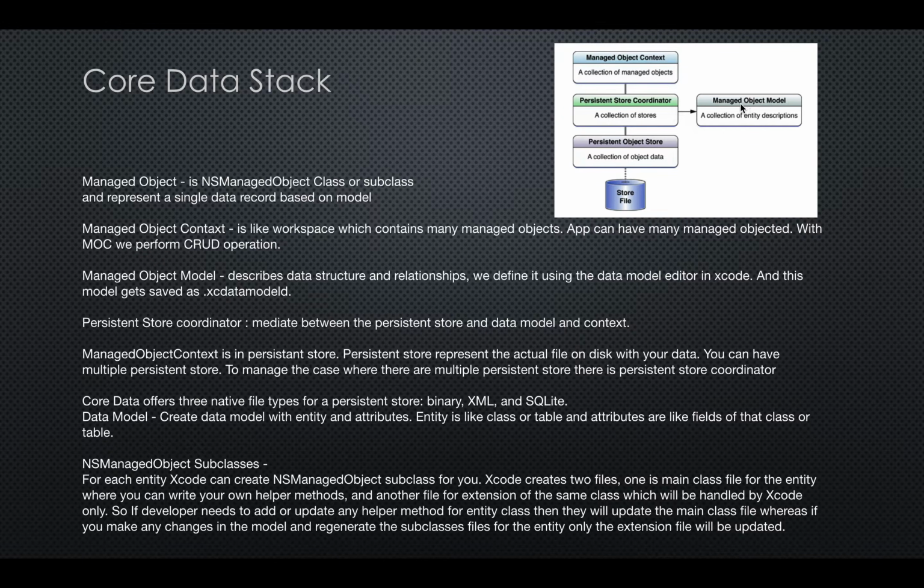Okay, and then the persistent store coordinator. What do you mean by persistent store? Persistent store is our real database. iOS gives us multiple ways to have different types of persistent store. In Core Data, the native Core Data gives you three types of persistent store. You can either store it in binary, you can store it in XML, or you can store it as SQLite. By default it's SQLite, but you can make it binary or XML as well. So persistent store is the actual database.